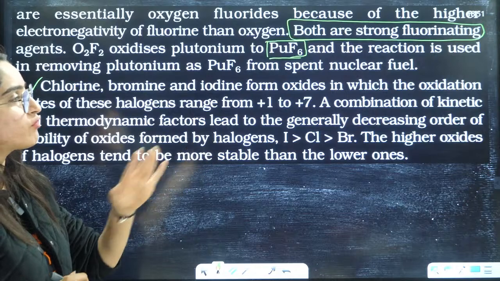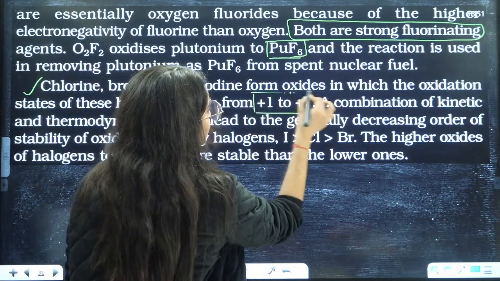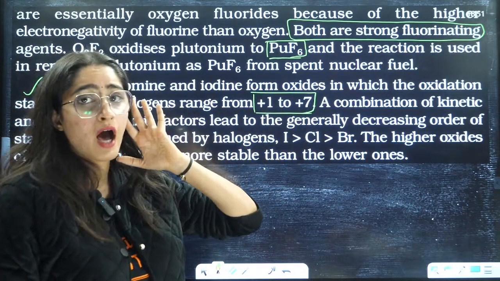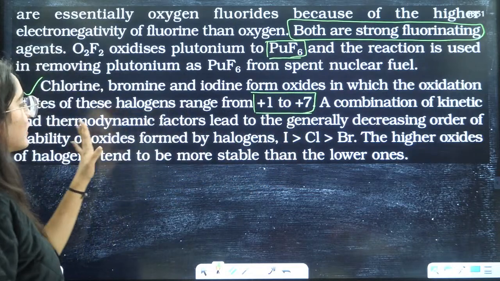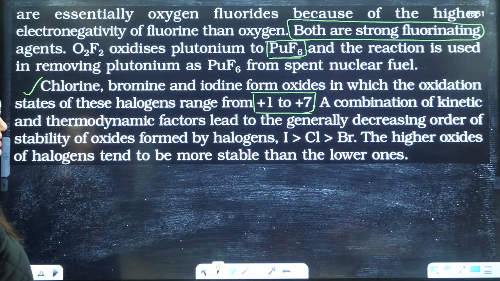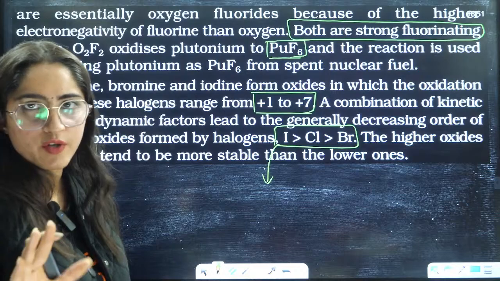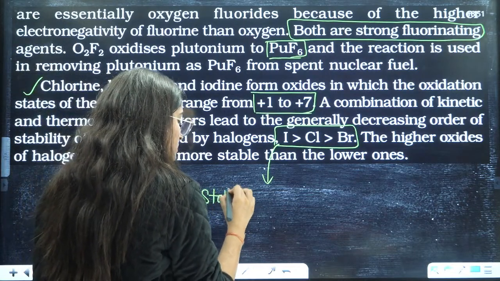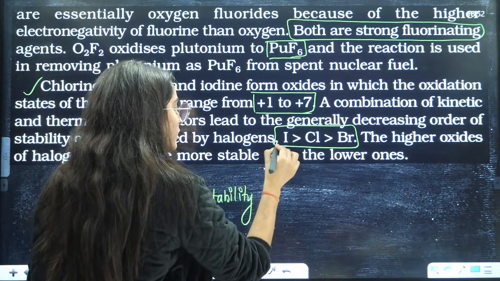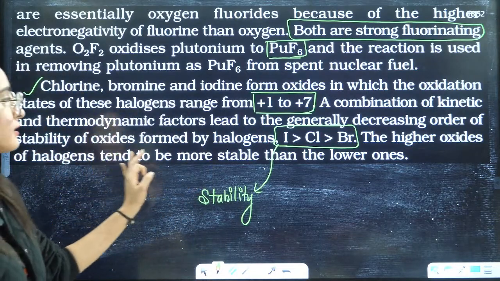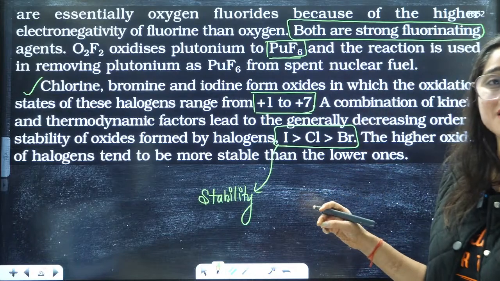So now chlorine, bromine and iodine form oxides in which the oxidation states of these halogens range from +1 to +7. We will see these compounds, how it is ranging, right? So it is not for fluorine, they are talking about other things. A combination of kinetic and thermodynamic factors leads to a general decrease in the order of thermal stability of oxides formed by halogens, right? So see, fluorine is very explosive, it will not form. The order of stability is iodine, then chlorine, then bromine. This is the order of stability. That is why this becomes very important. The higher oxides of halogens tend to be more stable than the lower ones, which have lower oxidation states.